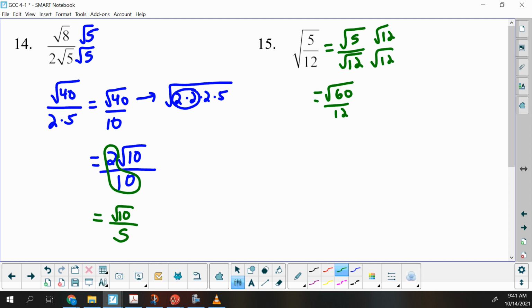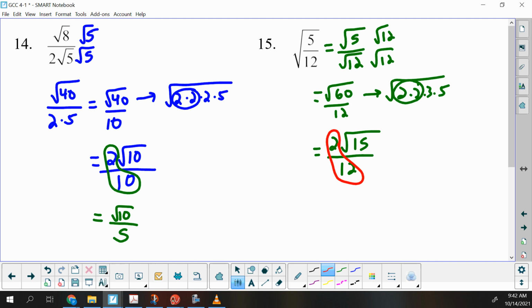Take a moment to do a many number factor for 60. We should have gotten that 60 is 2 times 2 times 3 times 5. So there's a pair of 2's, meaning we'll put one 2 out front. Inside is 3 times 5, which is 15. And it's over our 12. So the radical part's simplified as much as you can. Think of the numbers that are not under the radical. 2 twelfths will reduce to 1/6. So we get 15 over 6.